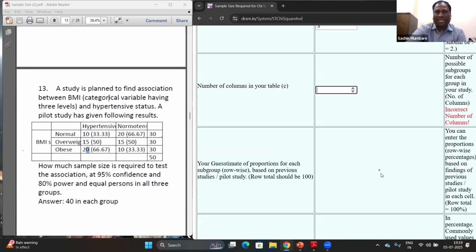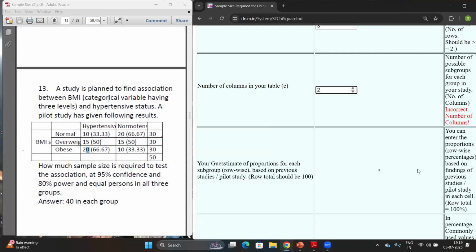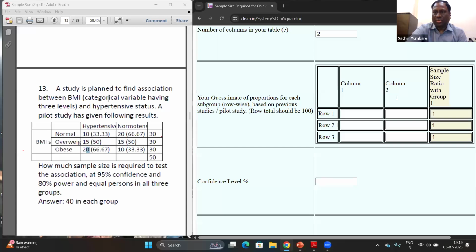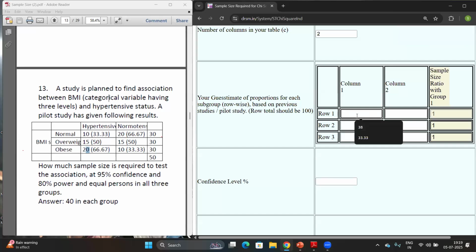How many columns are there in your study? 2 columns. So I'm putting 2, and automatically 3 rows and 2 columns are visible here. Just put the data in these columns. You have to put the percentages, the proportions, because you are comparing the proportions. Even if the test is applied on actual values, here you are comparing the proportions.